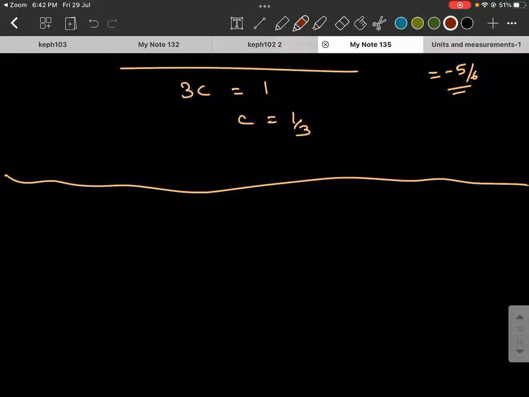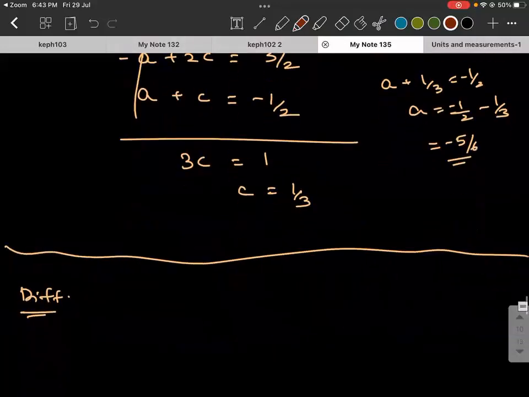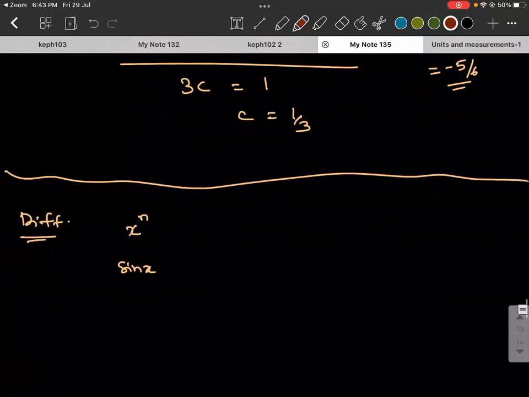So there are three formulae that you need to know with respect to differentiation. Shall I proceed by the way? Yes, sir. Okay. So when I talk about differentiation, there are three basic formulae that you're expected to know. One is x power n, one is for sin x, and the third is for cos x. So this is the function. This is the derivative of the function.